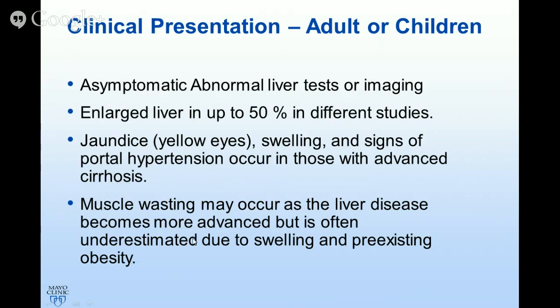An important part to remember is that as people develop more advanced liver disease or cirrhosis, they get very sick and their muscles can start to waste. And if your patient is obese, this muscle wasting isn't as obvious, particularly if patients have a lot of swelling, especially in the lower extremities or your lower legs. So muscle wasting is a very important part that can occur, but can be very hard to detect in some patients.